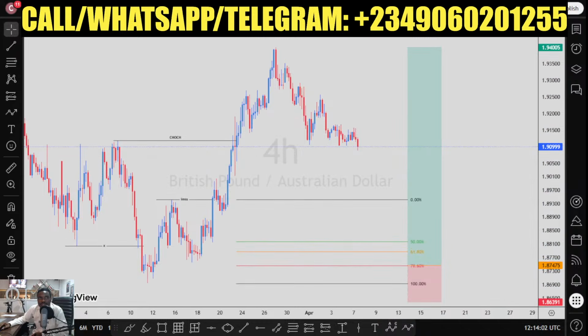So the GBP AUD is on my watch list. It is a trade on my watch list, my priority. Now let's check another currency pair.